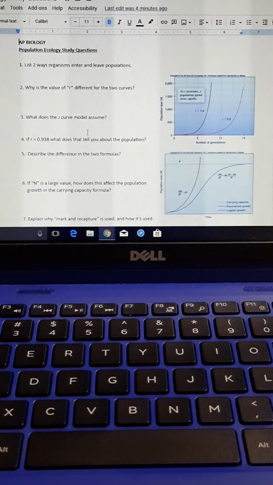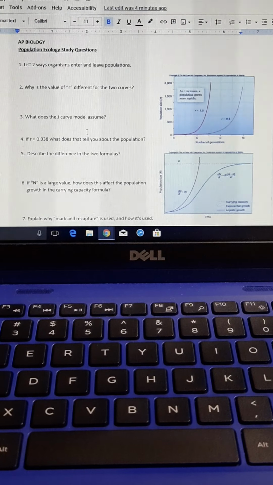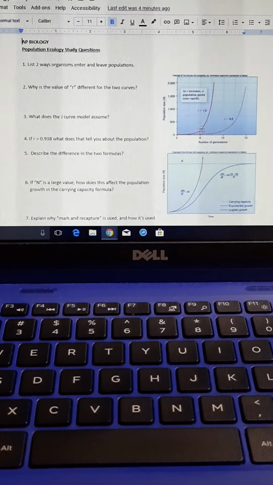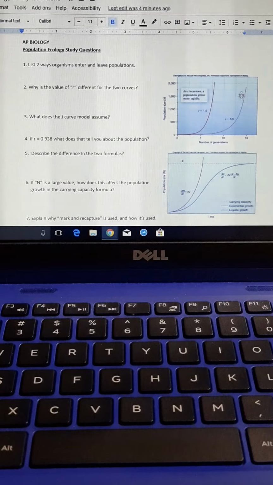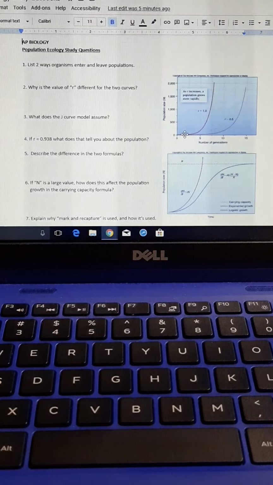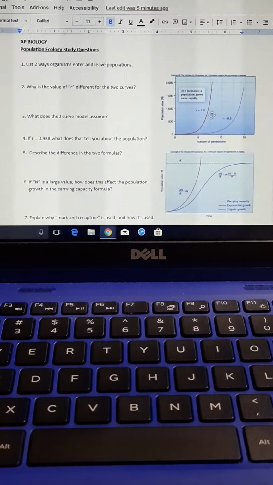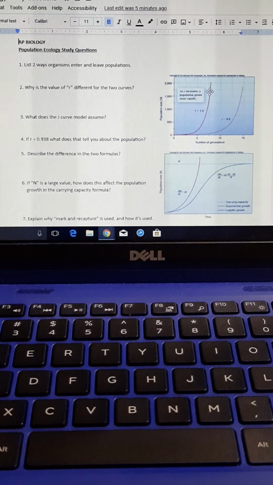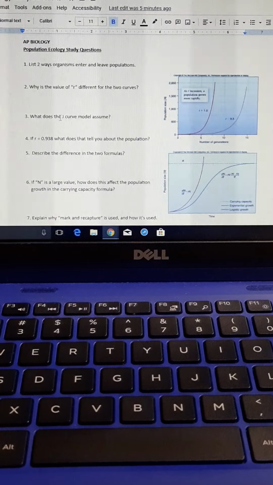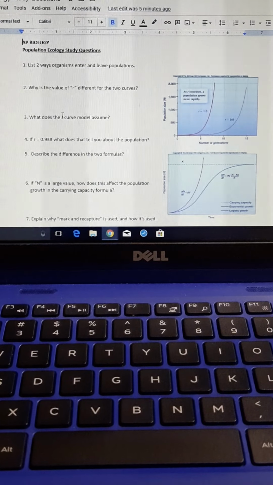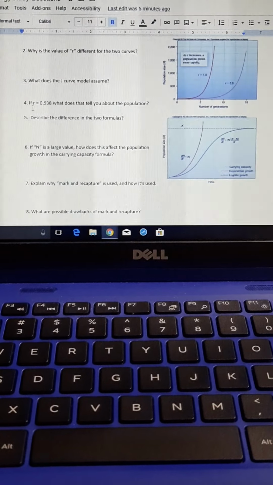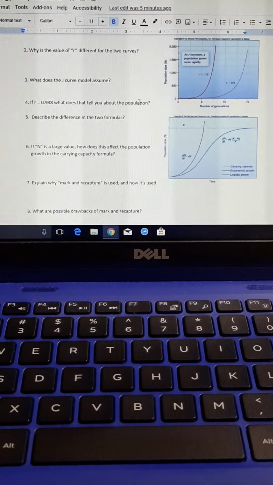It just means how many offspring or individuals were in that population. So you could see this lesser rate, there must be fewer individuals or organisms. But in this population here of this species, you can see there's a lot of them. Therefore, the rate is higher. The J-curve model, or the exponential growth model, assumes that there aren't any limiting factors. There's no resource limitations. If R was 0.0938, what does that tell you about the population?